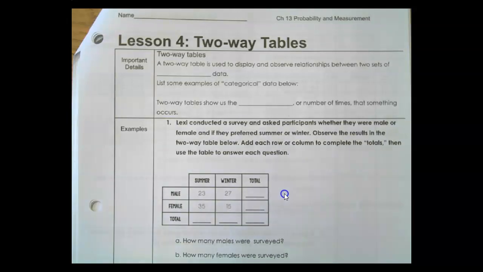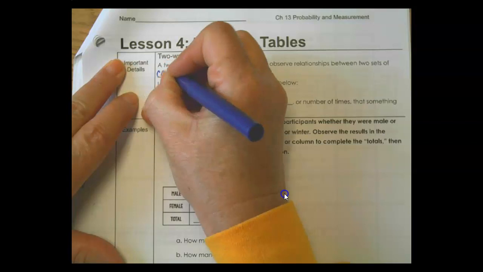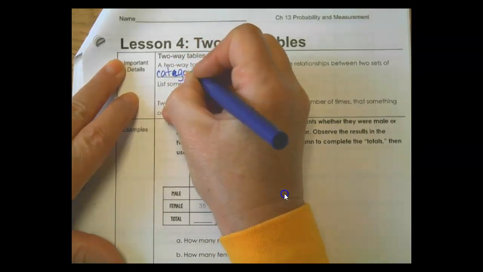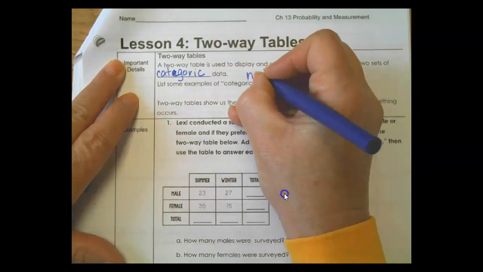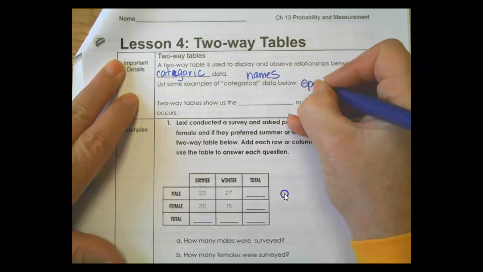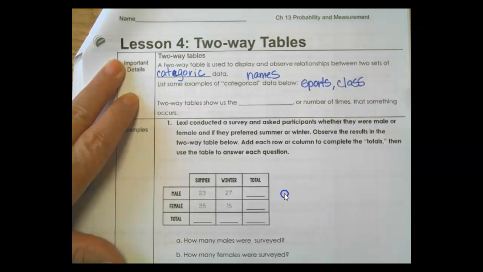All right, we're going to go ahead and begin with this last section called two-way tables. This is kind of fun, actually. A two-way table is used to display and observe relationships between two sets of categoric data. Categoric, it's an E. So those are like names of things, not numbers. Like favorite sports, or favorite class, or anything like that.